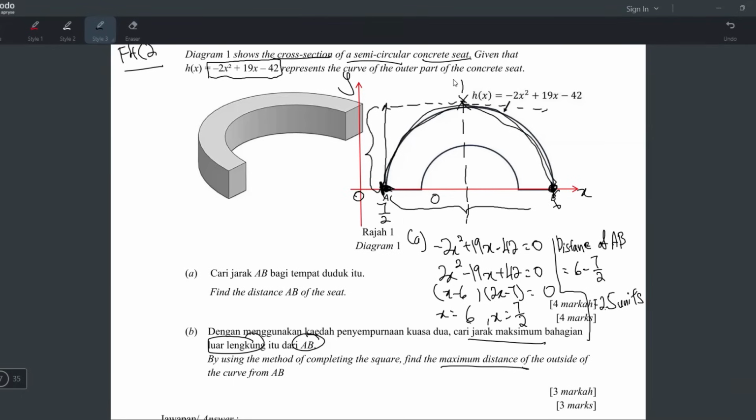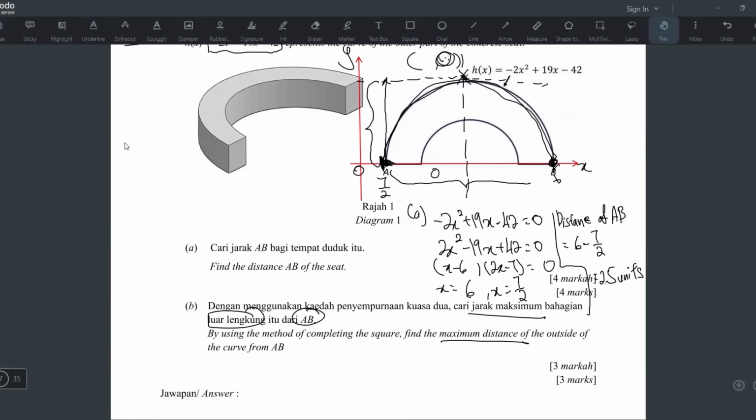That means you have to find out the y coordinate of this point. Because the y coordinate will tell you the distance from AB to here, because this is the x-axis, right? So if you want the vertical height here, you need the y coordinate. Okay, you need the y coordinate. So you are finding the y coordinate of the maximum point.